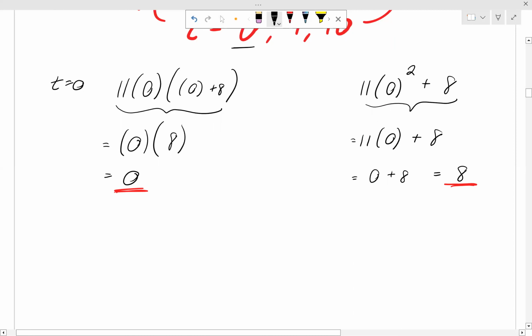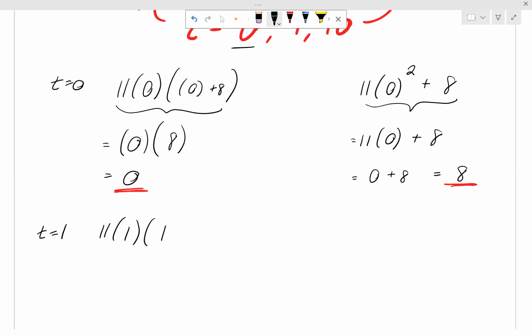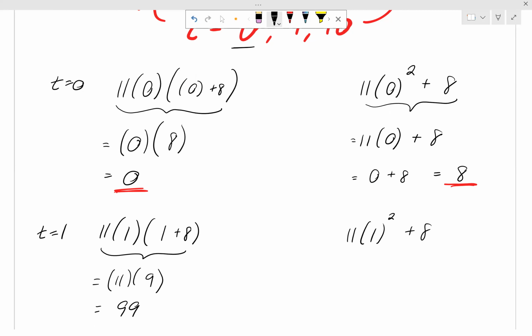So if I did t is equal to 1, I have 11 times 1 times (1 plus 8). And I have 11 times 1 squared plus 8. Here I'm going to get 11 times 1 is 11. 1 plus 8 is 9. So I get 99. 11 times 9 is 99.